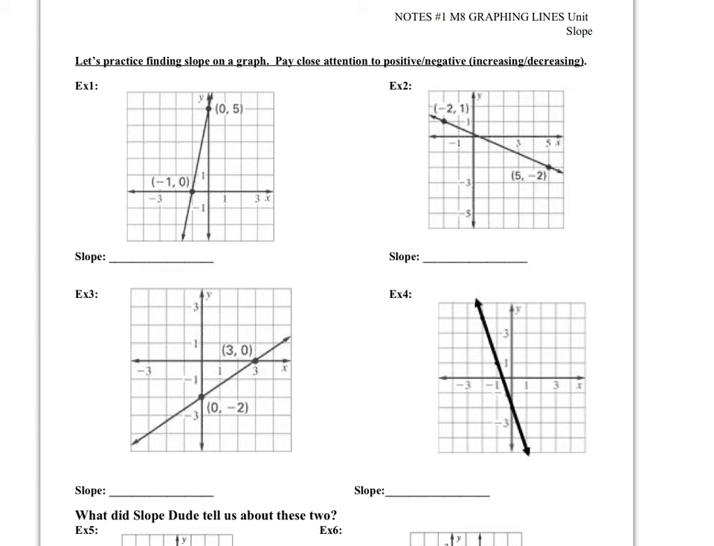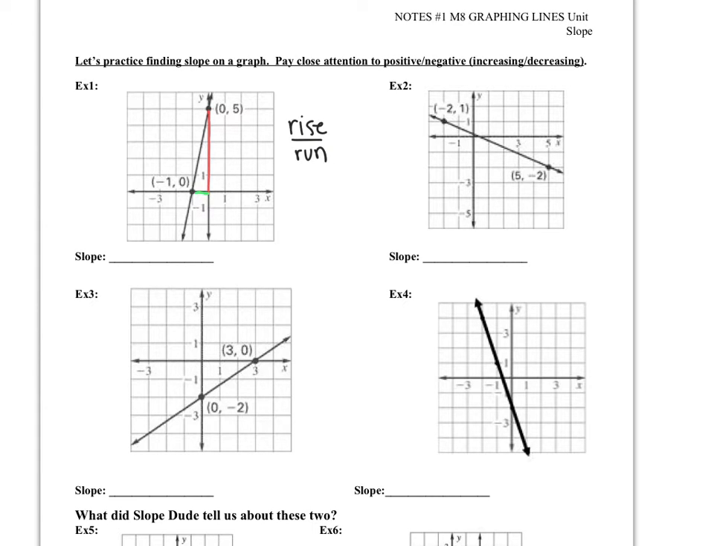Now let's practice finding slope on a graph. So we've been using slope to help us graph. Now we're going to use the graphs to help us find slope. So if I want to find slope, I want to use that slope formula, rise over run, which means that I first want to find my rise, or my vertical change between my 2 points, and then I want to find my run, my horizontal change between my 2 points.